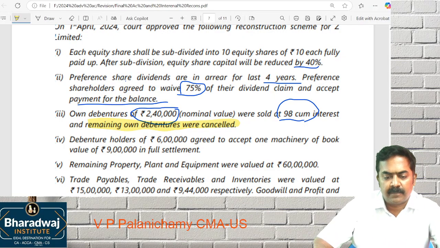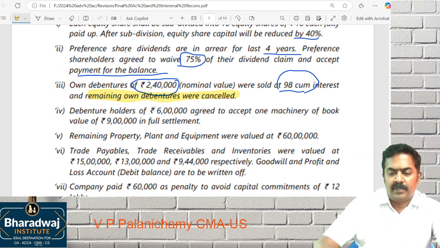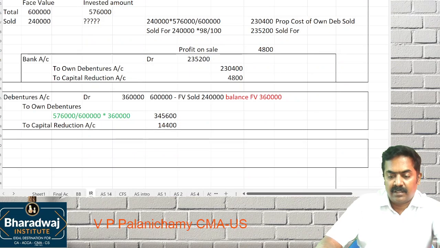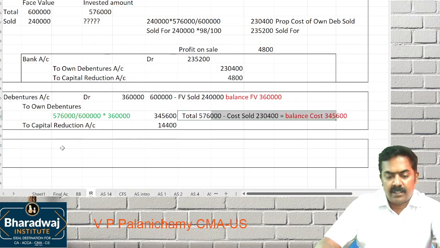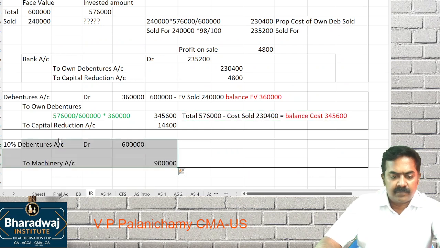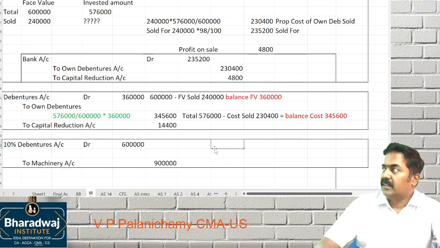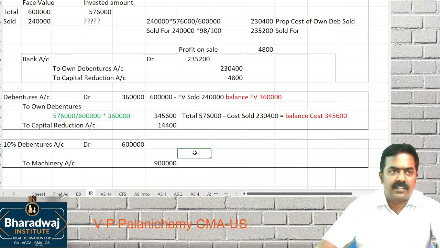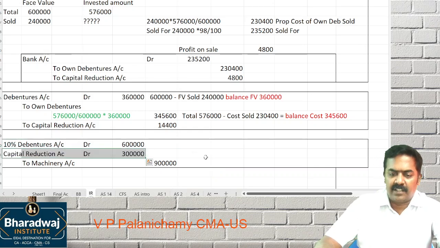What is given next? Debenture holders of 6 lakhs agree to accept one plant and machinery of 9 lakhs book value in full settlement. Okay, 10 lakhs of debentures we need to cancel. What is the machinery value? 9 lakh. They are taking over 9 lakhs of machinery for how much? 6 lakhs. Is it a loss or gain? Loss, adjusted in capital reduction.